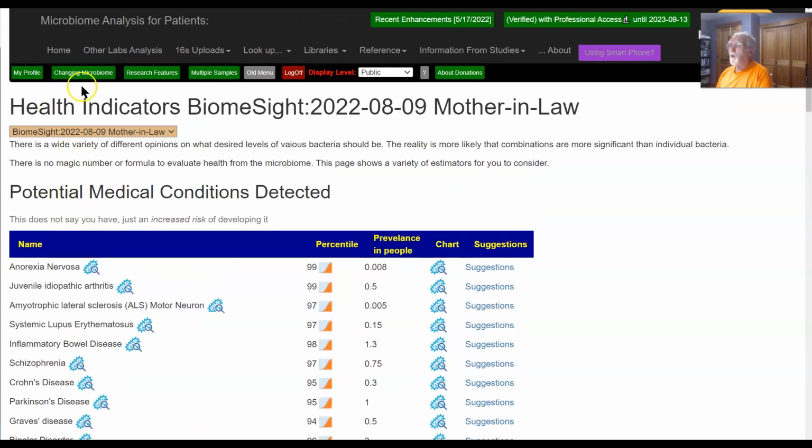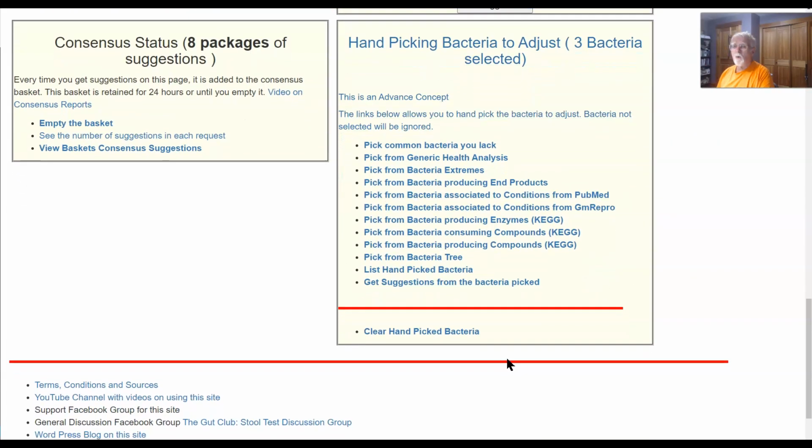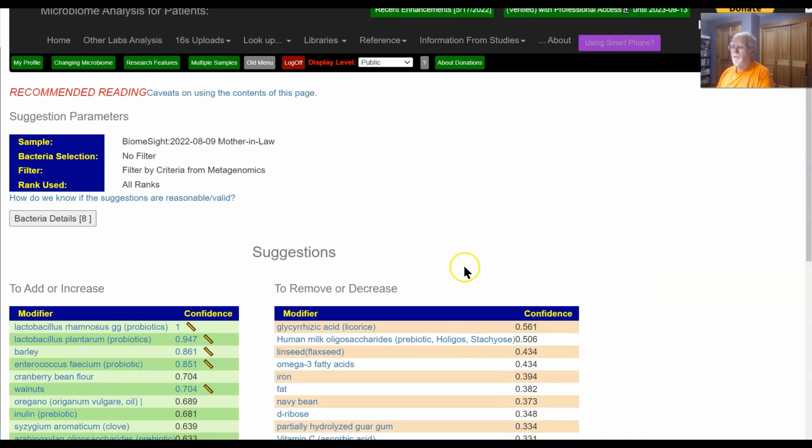And now we go over to changing the microbiome, and we have some mechanical ways of selecting things here, and we are going to use this set of ranges. We do have the options of only dealing with low bacteria or high bacteria or both. And we have the suggestions here.